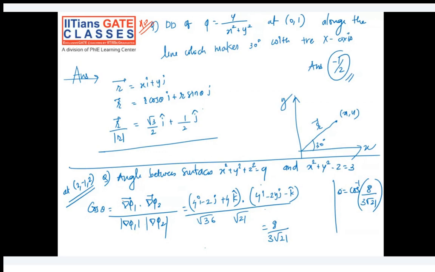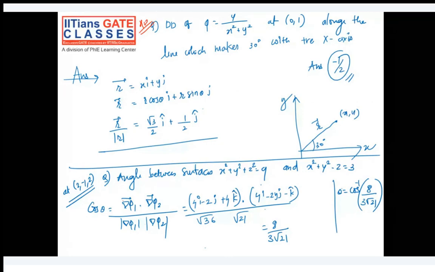Okay, so this is what variety of problem you can expect when it comes to the divergence of a gradient of a scalar function. Gradient of the scalar function is del of phi. Either they will directly ask you to calculate the gradient, or they will say directional derivative, maximum rate of change. These are the terminologies they can use. Or they can ask questions related to the angle between surfaces also. So that's all about the gradient part.